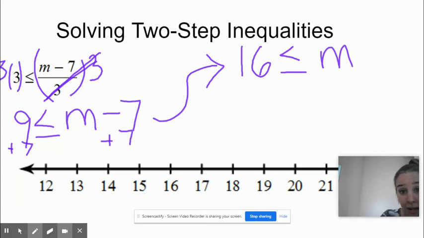But I am going to say, okay, 16's here. Is it open or closed? It's closed, right? It's closed because of this thing. And then I have to say m. Is it bigger or smaller? The m is bigger. The alligator wants it, right? The m is bigger, so we shade to the bigger direction.